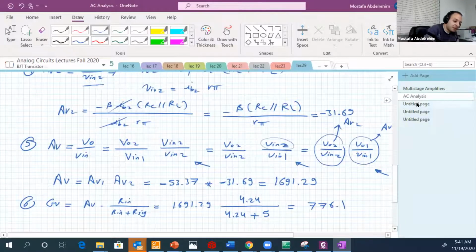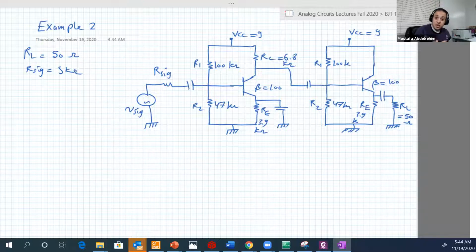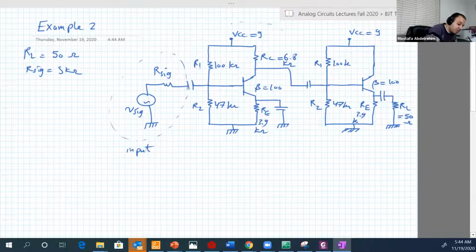Now let's have another example. Example 2. So let's examine first what kind of stages we have. So we have here the input stage. Then we have another stage here, which has input as its base and output as its collector.